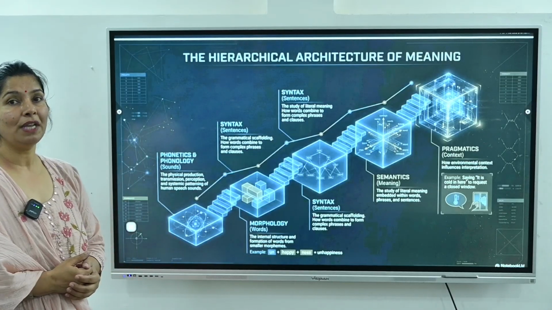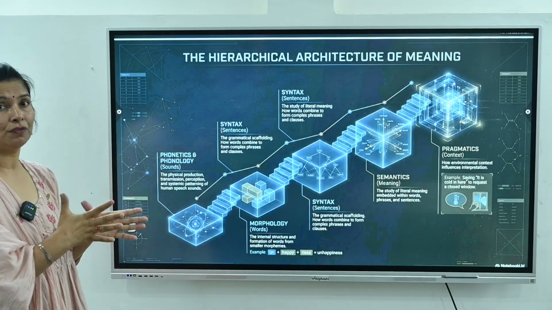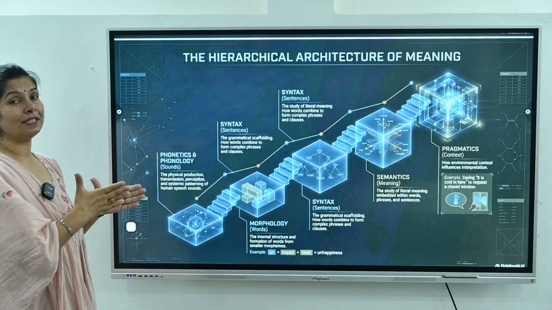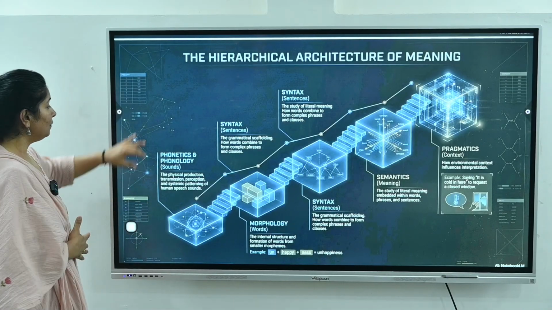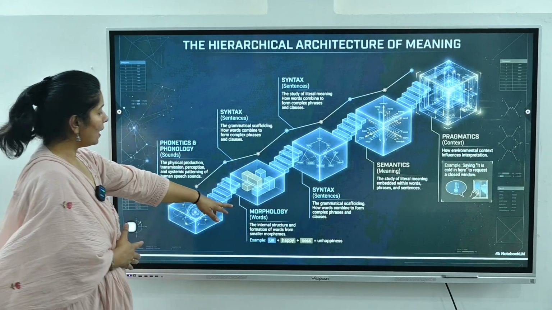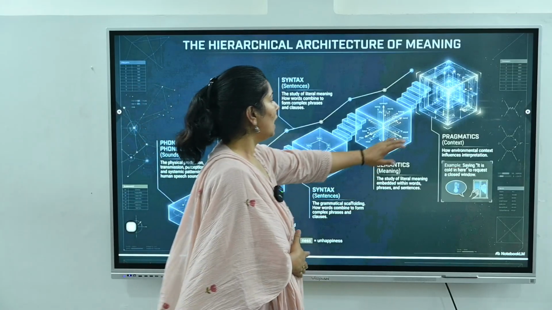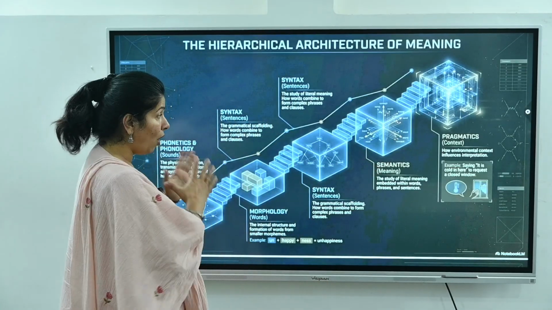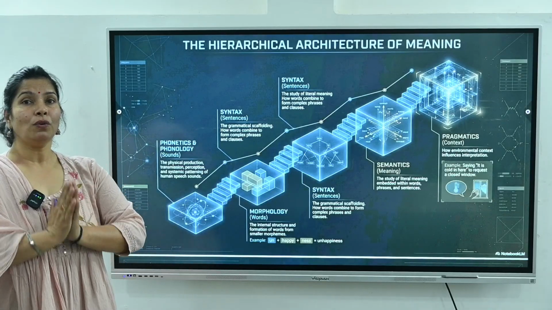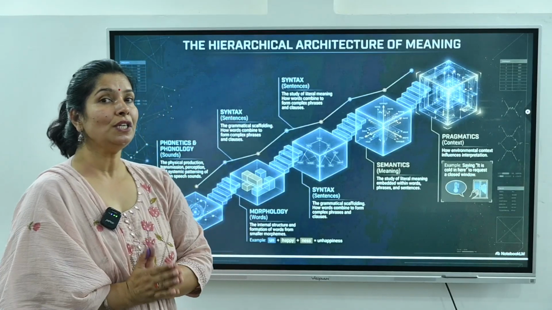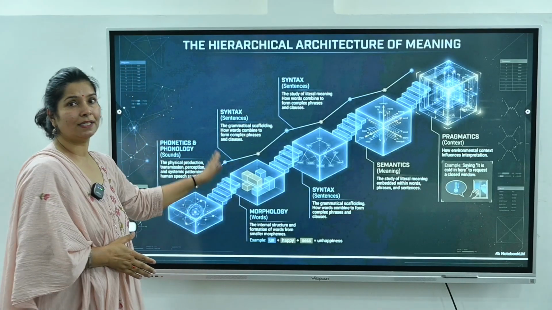So if we talk about the major branches of theoretical linguistics, or micro-linguistics or core linguistics, they are: first, phonetics and phonology; second, morphology; third, syntax; fourth, semantics; and fifth, pragmatics. All the branches are equally important if we want to understand linguistics, so we should have a clear-cut understanding of these branches.